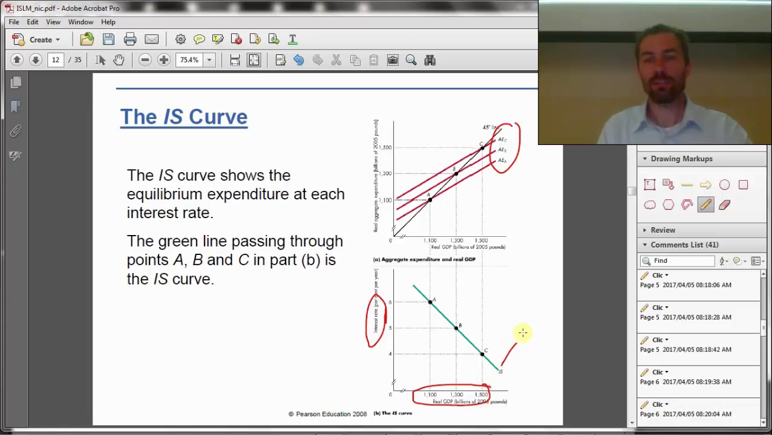IS stands for investment equal to savings. That's what the IS curve stands for. So remember, at each of these points, the level of investment equals the level of savings. Remember, at equilibrium, planned investment equals savings.